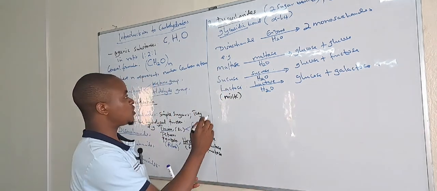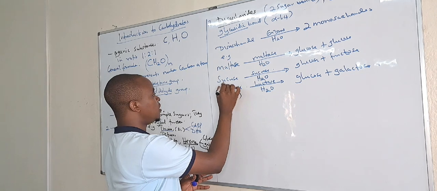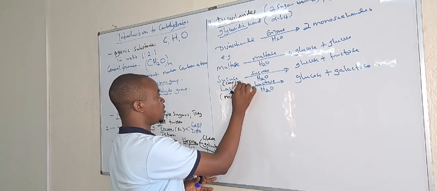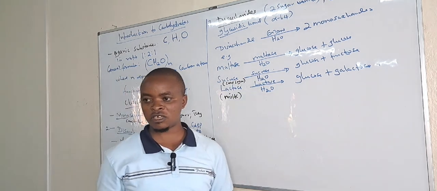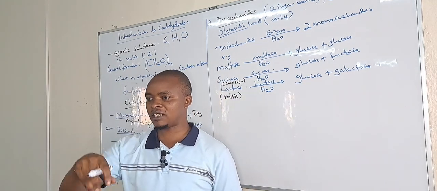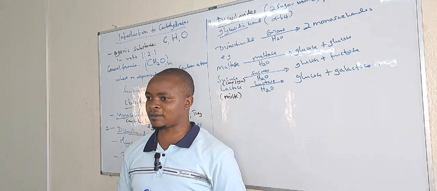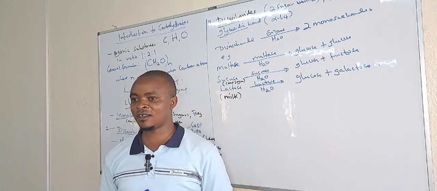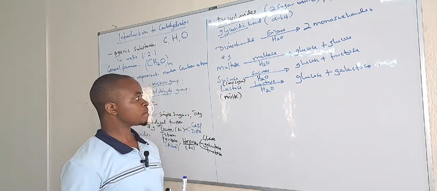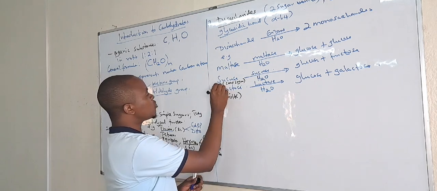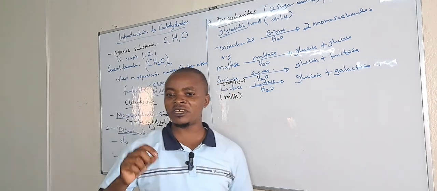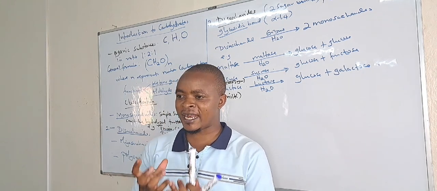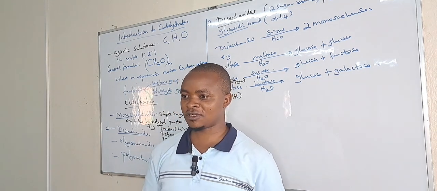Then sucrose is what we call the table sugar, or you can call it cane sugar. The one we take when we put in the tea is what we call sucrose, or cane sugar, not sugar cane, but cane sugar or table sugar. Then this sucrose is the one that is found even in semen. Can you imagine that our darling semen contains sucrose?